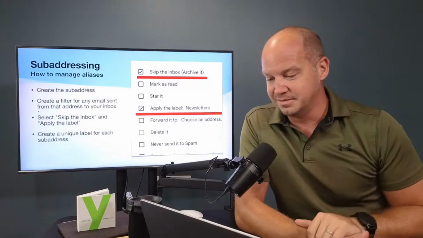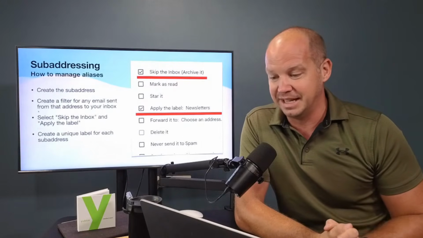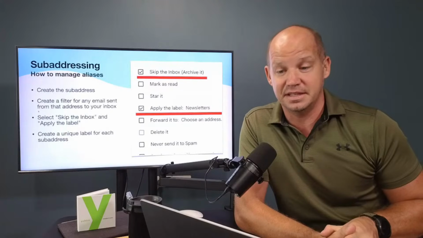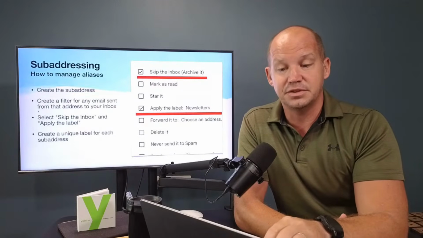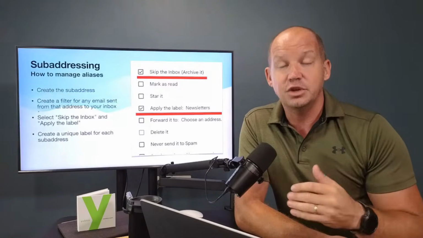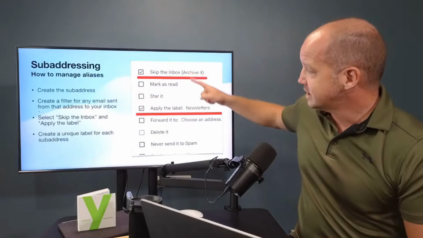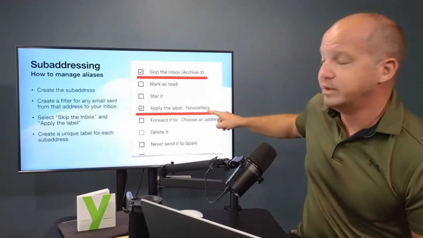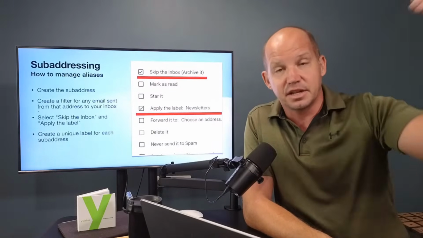So I've got some notes here saying, GitHub won't accept email aliases. Yep, and that's very true. There's a lot of these for the subaddressing that won't accept it. But for those that do, you can create the filter for any email sent to that address in your inbox. And then you want to select, at least this is my preference, skip the inbox and apply a label. And then you would create a new label for that. And so now every time an email comes in, it's going to come into that label.